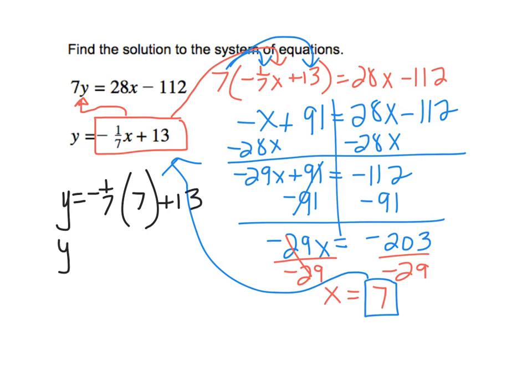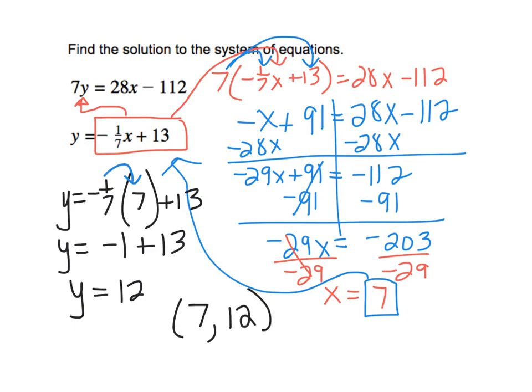So I've got y equals negative 1/7 times 7 is negative 1 plus 13. And y equals negative 1 plus 13 is 12. So my ordered pair, my solution to this system of equations, is 7, 12. The 7 coming from my value of x, and the 12 coming from my value of y.